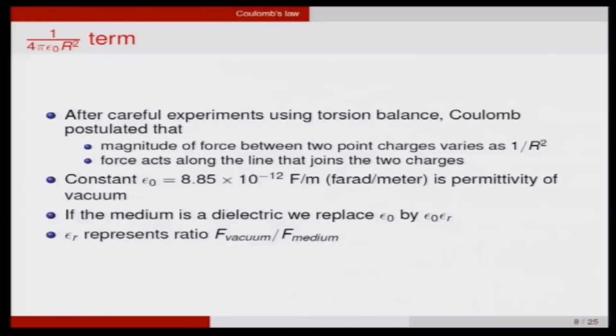Unlike the gravitational force law, in which the force is attractive, here you can have attraction as well as repulsion. In colloquial terms, we know that like charges repel and unlike charges attract. Both repulsion and attraction happen with a force that varies as 1 by r square, where r is the separation between the two charges.